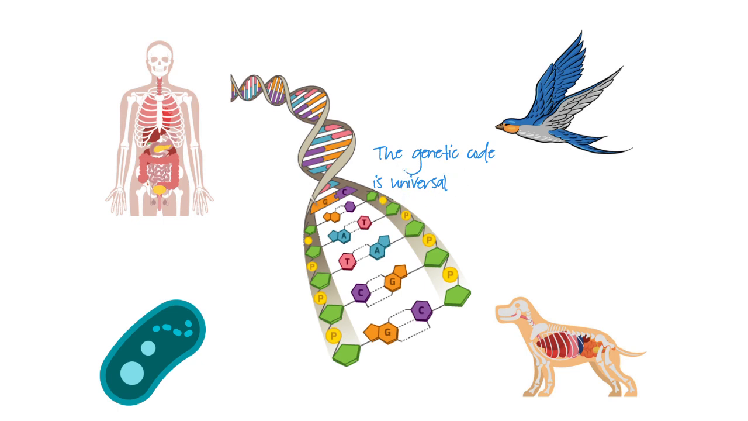This fact actually comes in very handy when it comes to genetic engineering, because thanks to this, we can use one organism to make products for an entirely different organism. Having all the different organisms share the same genetic code makes doing this kind of thing a lot easier.